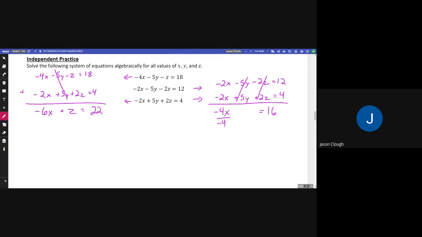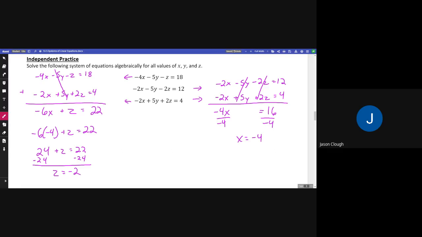Divide both sides by negative 4. And we get 16 divided by negative 4, which is negative 4. Now that I have x, I go back to this equation, negative 6 times negative 4. Negative 6 times negative 4 is positive 24. Subtract the 24 over. And I get z equals negative 2.